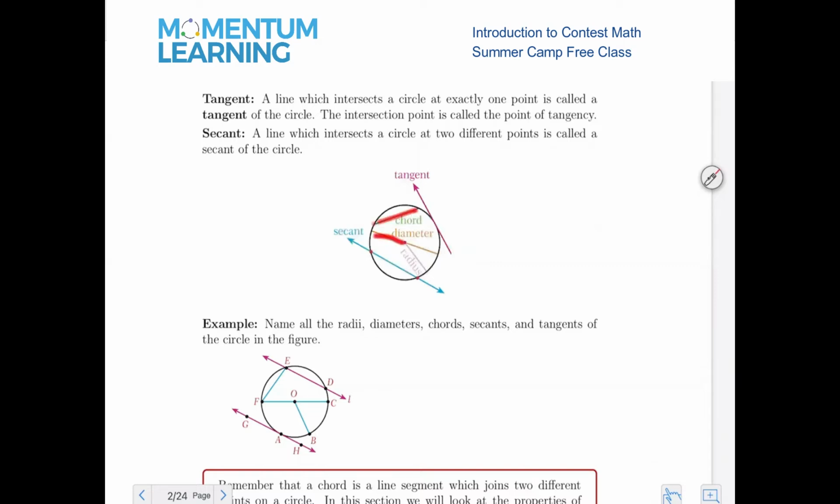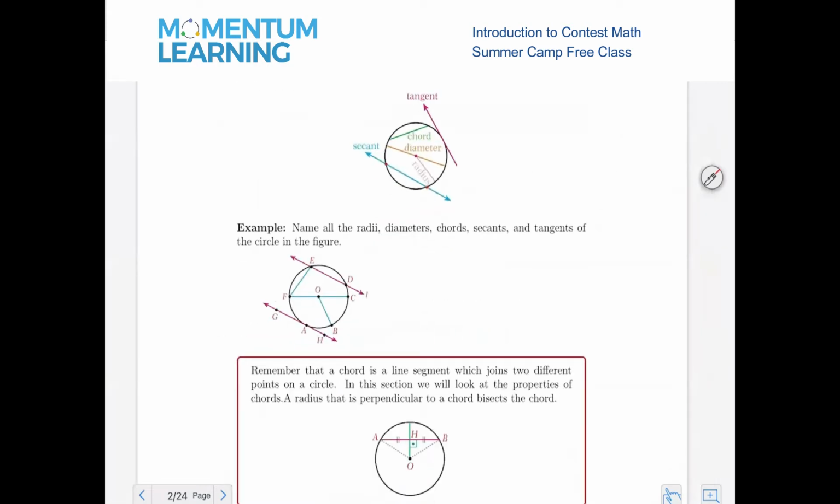Again, chord, diameter, tangent, this is the radius. Now, the one that we did not cover is the secant. A secant is a line that intersects a circle at 2 different points. What is the difference between the chord and the secant? A chord is this line segment, right? A secant is this line that goes forever. It is important to remember this vocabulary as we will be using it quite a bit throughout this class.